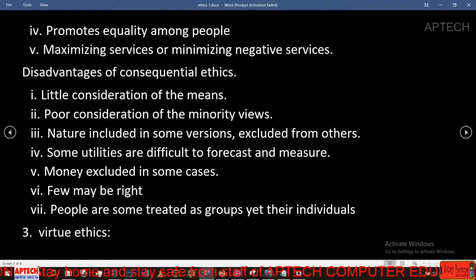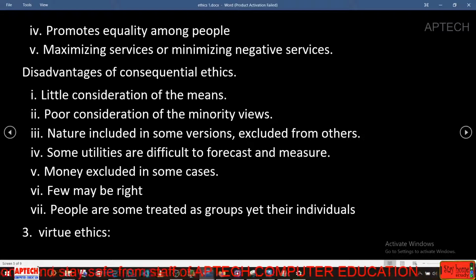Now you might find that someone in the village doesn't have the proper services like you guys here, just viewing the videos here and there. Some utilities are difficult to forecast and measure. That one is self-explanatory. Money is excluded in some cases. So sometimes the money is excluded in some of these cases. Few may be right. So sometimes you will find that there are very few people, but they have a valid point.